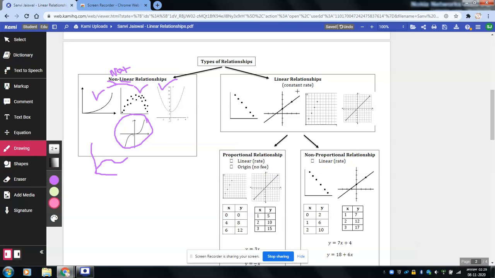Now, over here, we have our linear relationships. This means it is a constant rate or a constant proportionality on a graph, which is what I'm going to be learning later. And this means that I can go ahead and draw a straight line. It doesn't have to cross through the origin, but I can draw a straight line. Like this are all examples of linear relationships.